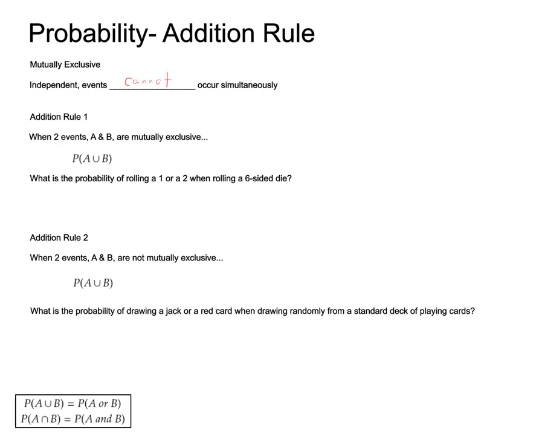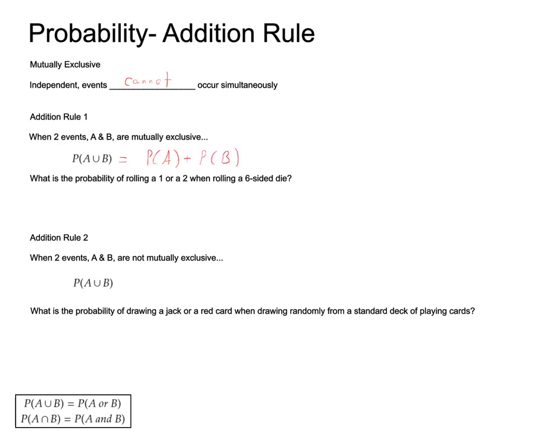Okay, let's talk about the addition rules. There are typically two addition rules. However, you will find after we review both of them that the second addition rule really also includes the first addition rule. However, when teaching this, it's often helpful to view them separately. So addition rule 1: when two events A and B are mutually exclusive, then the probability of A or B is equal to the probability of A plus the probability of B.